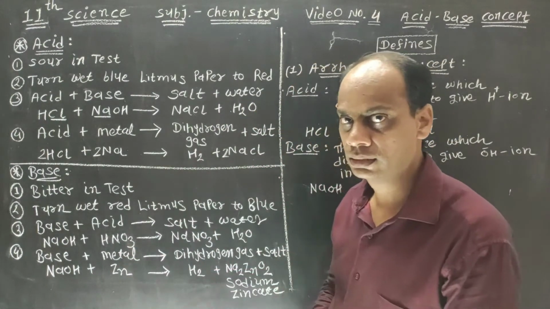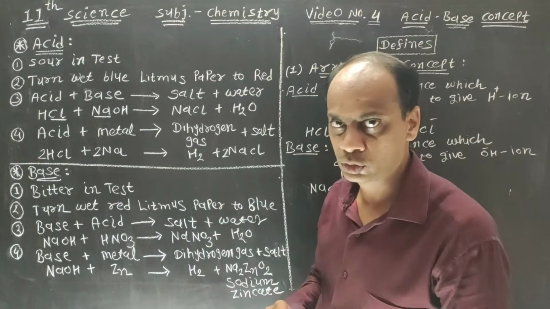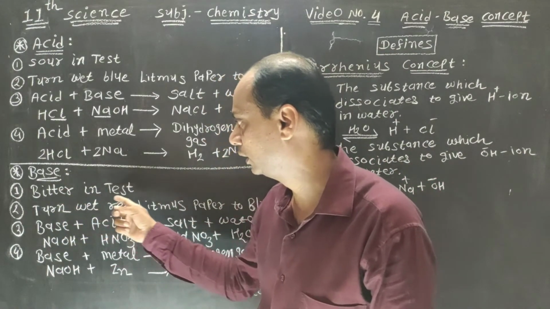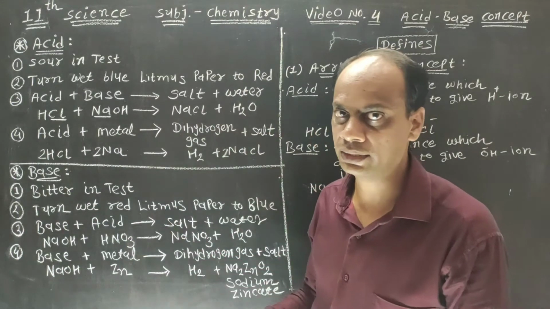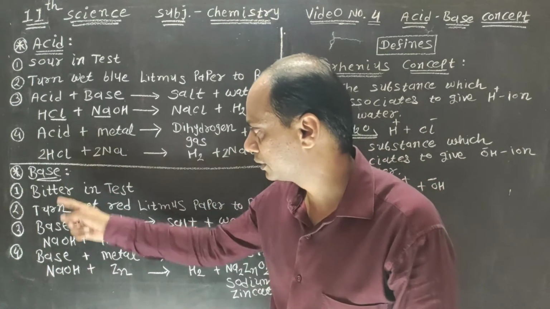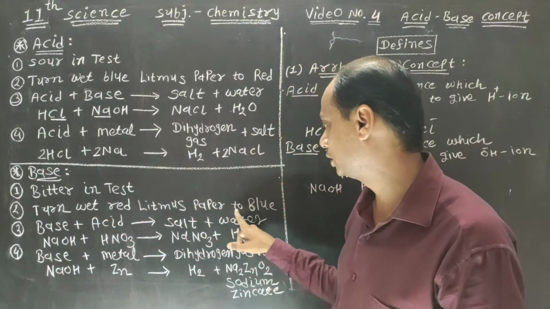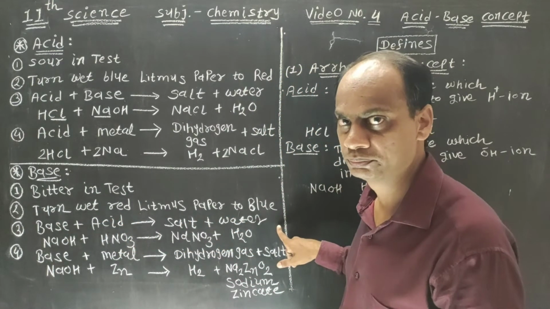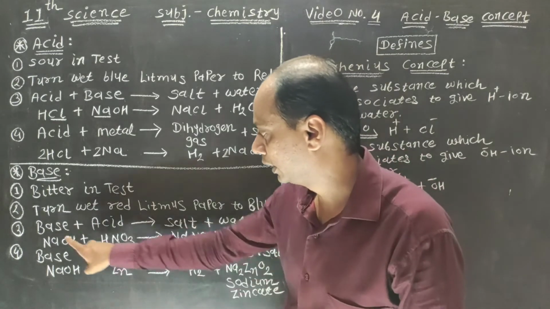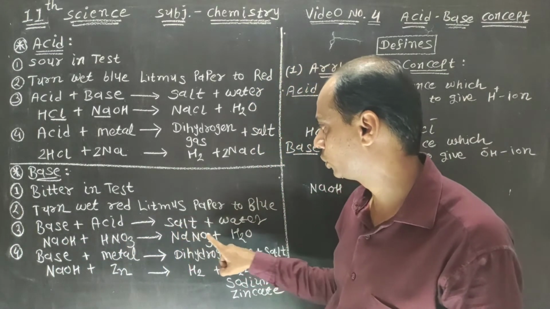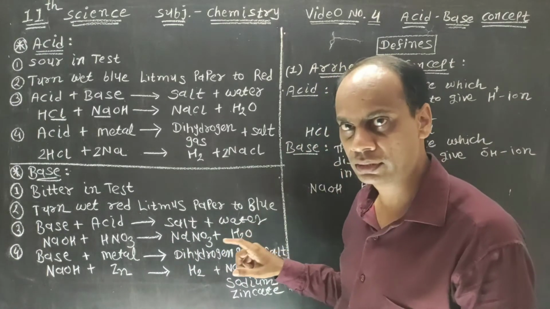Now for base. Let us discuss some characteristics of the base. Number 1. Bases are bitter in taste. Right? Second one. Bases turn wet red litmus paper to blue. Third. Reaction of base and acid produces salt and water.